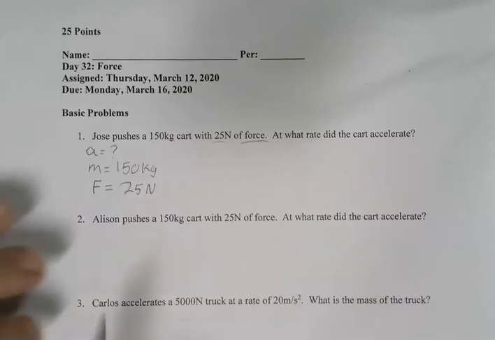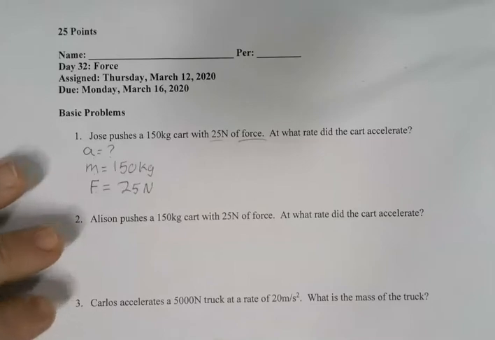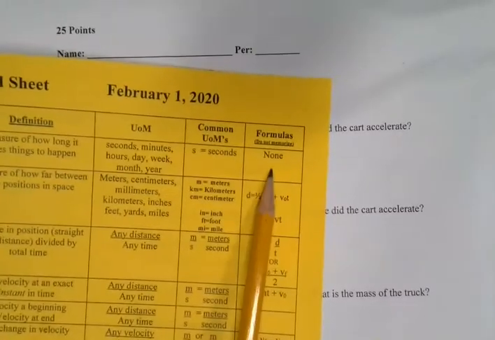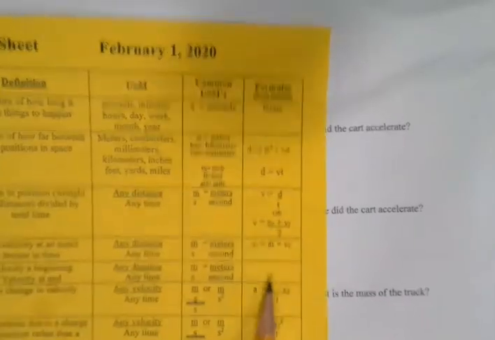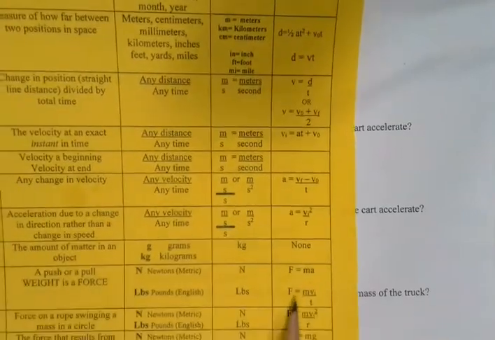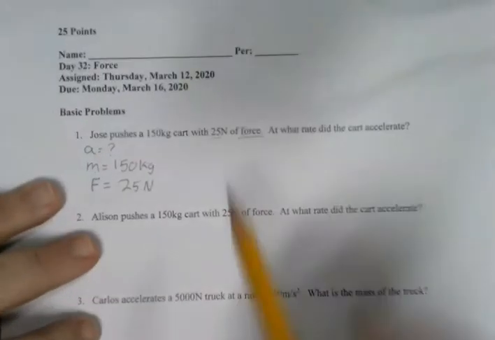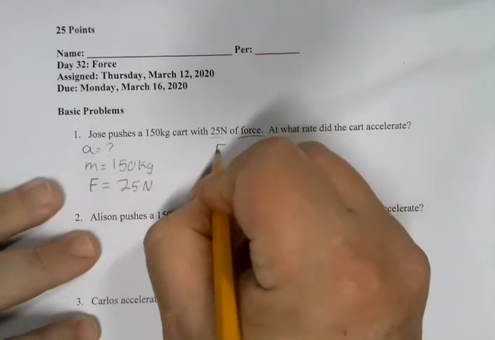Okay. And so what we have is A, M, and F. So you come down and you look on your chart. You just start at the top and work your way down until you find a formula with those three. And there it is right there. F equals MA. So we're going to go ahead and write that formula.